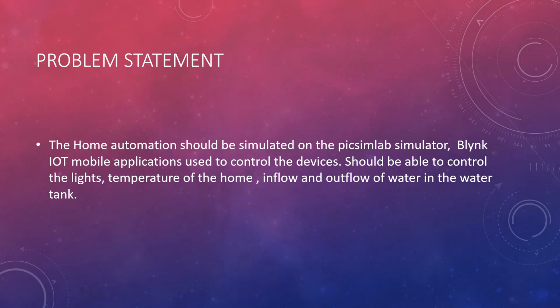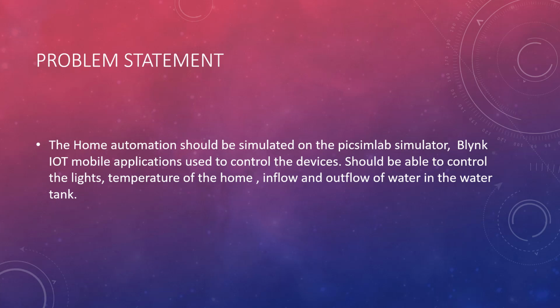So components and functionalities. Lights control feature: the user should be able to turn lights on and off from their mobile device. Simulate a light control system in Pixim Lab, use a relay or transistor in the simulation to control the on-off state of the lights, and provide a button widget in the Blink app to toggle the lights.